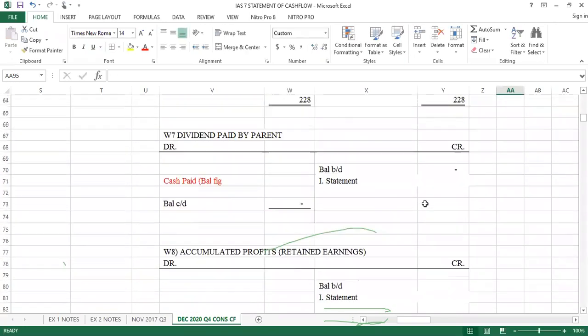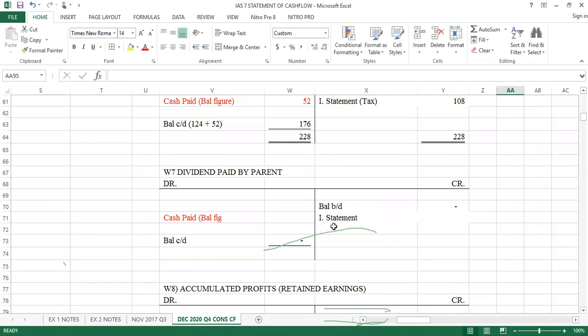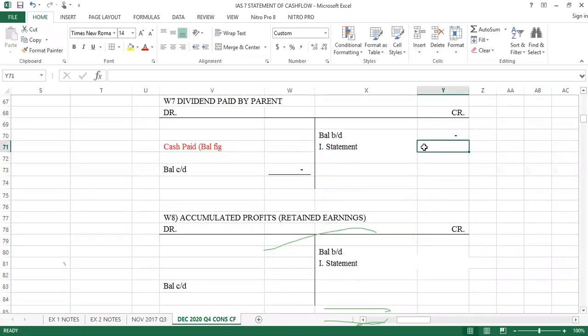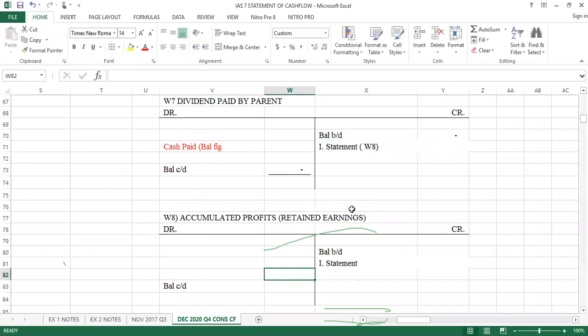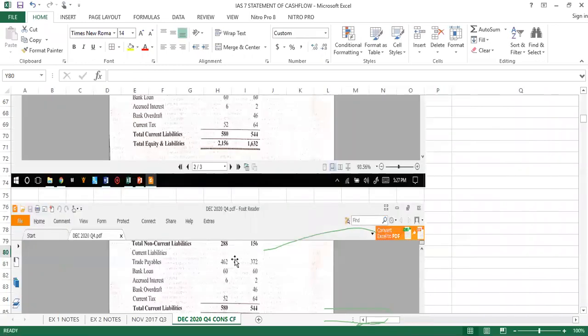So let's start with this one. Now we said dividends are never shown in the income statement. Therefore, you calculate it. That is why working 8 was there, because it is never shown. So we go to working 8, we look for profits.